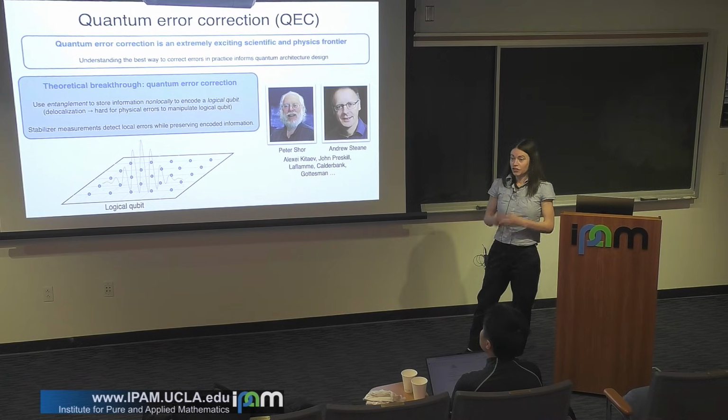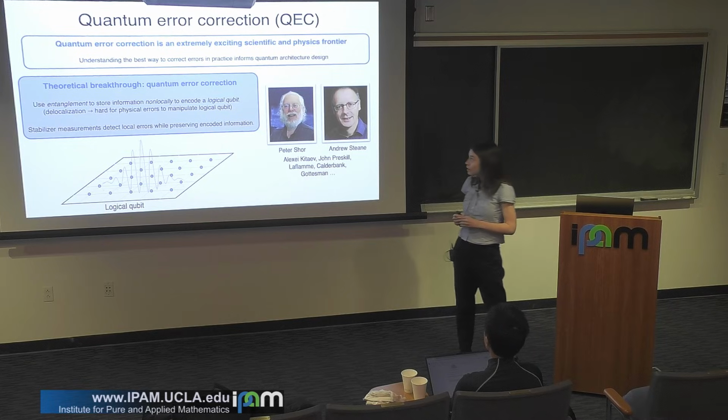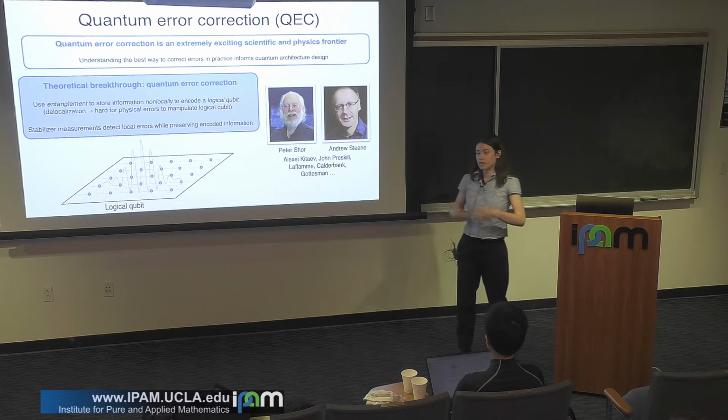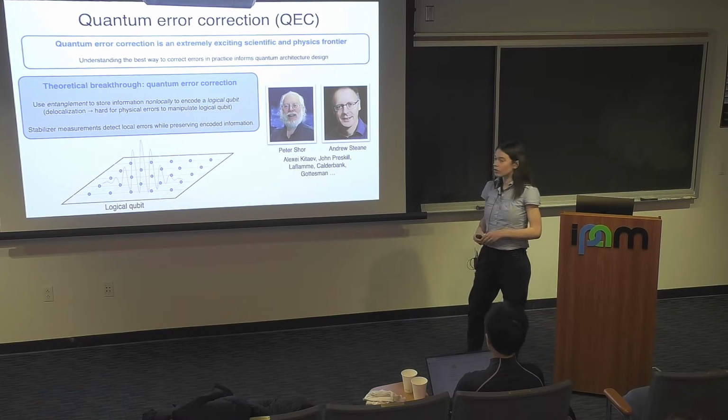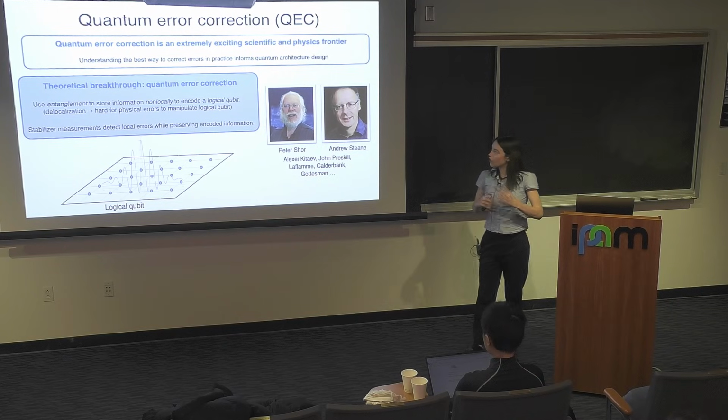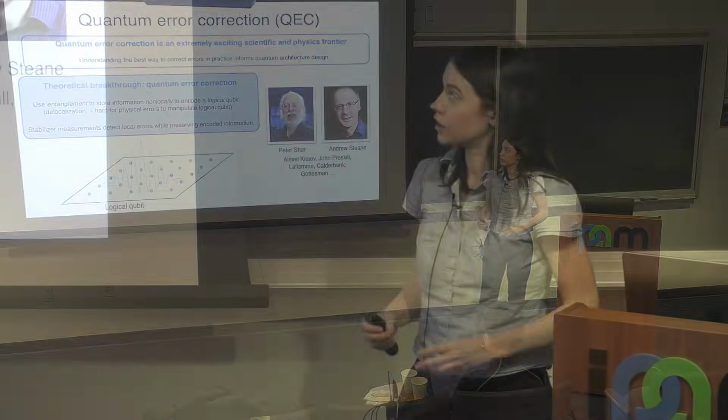Now, quantum error correction today is really an extremely exciting scientific and physics frontier. And when we think about scaling up existing devices today, in order to reach this goal of realizing large-scale quantum computation, understanding the best way to correct errors in practice plays a key role in the way that we design quantum architectures. You can't just simply create a system of 1 million qubits and expect it to do a good job correcting errors. It really requires thinking deeply about how one will encode the logical information and do processing on it.